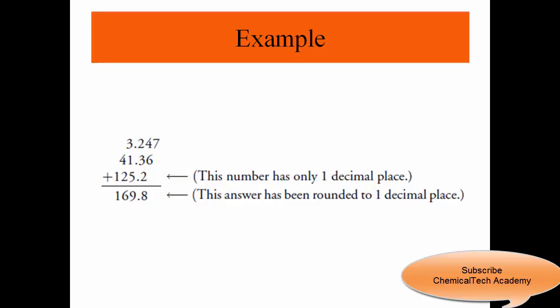So that's the rule for addition or subtraction. Let's have another example. Here we have 3.247, 41.36, and 125.2. We have three digits after the decimal point, two digits after the decimal point, and one digit after the decimal point. When we add and round it, we get 169.8. So we must have only one digit after the decimal point.